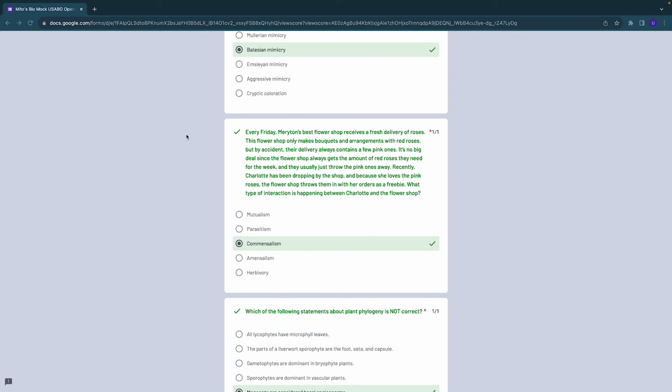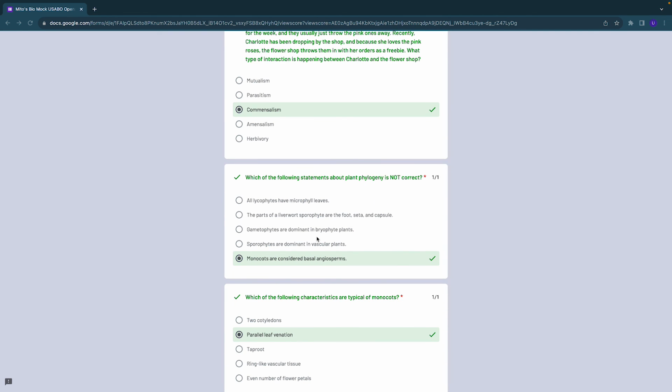So if you read this scenario, you're going to know that this is commensalism. Basically, the flower shop doesn't benefit from this transaction, but Charlotte does, and you can look up some really neat charts online which show who benefits from each of these relationships. In commensalism, it's going to be a 0 and a plus because one organism doesn't benefit, but it doesn't get harmed, and then the other one does. So that's commensalism.